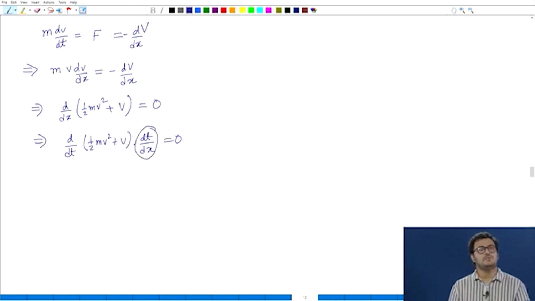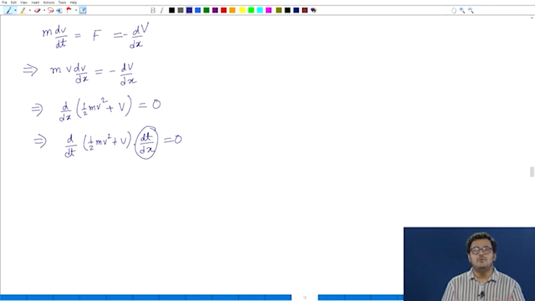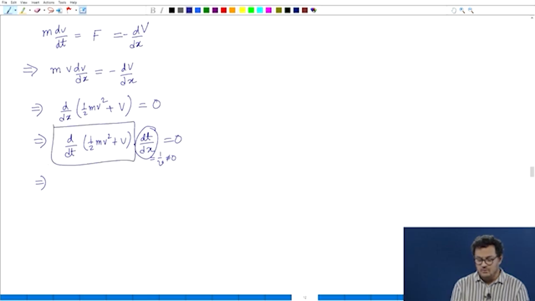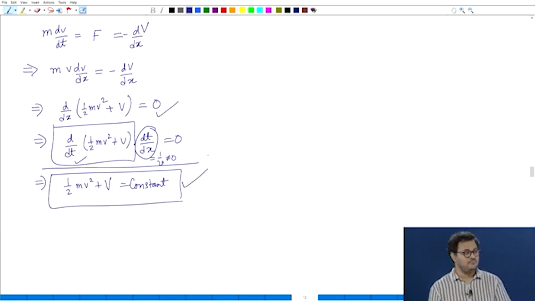Now, if I consider a motion where it is most reasonable to consider v not equal to 0, otherwise there is no meaning of studying the motion, then v is not equal to 0, and that is why the rest should be 0. If the product has to be 0, then this half mv square plus V is constant in time and also in space, as you have seen over here. In 1D both are the same, no problem in there.